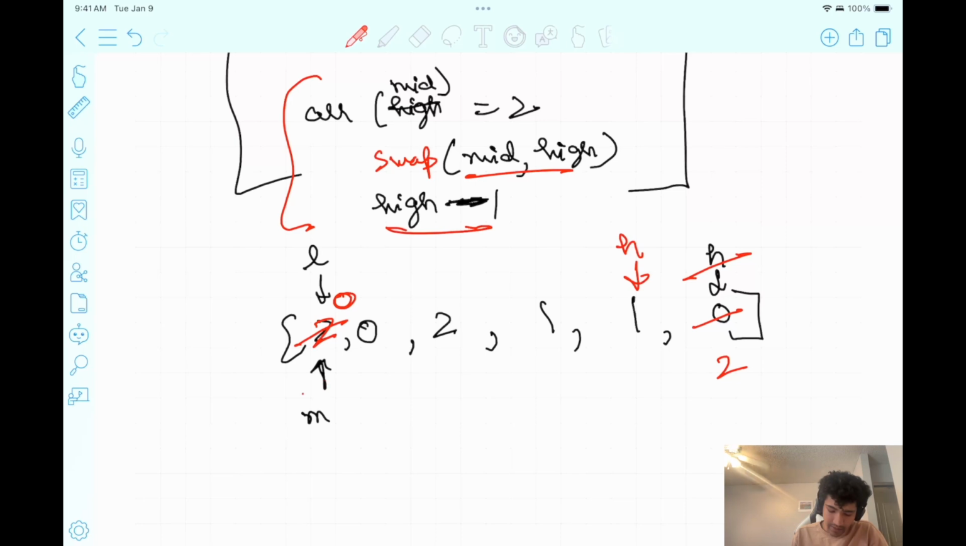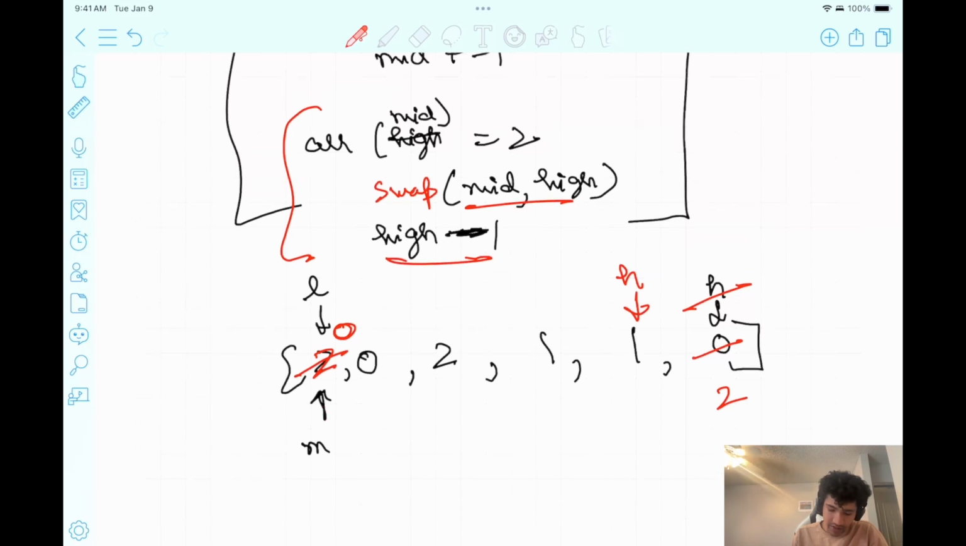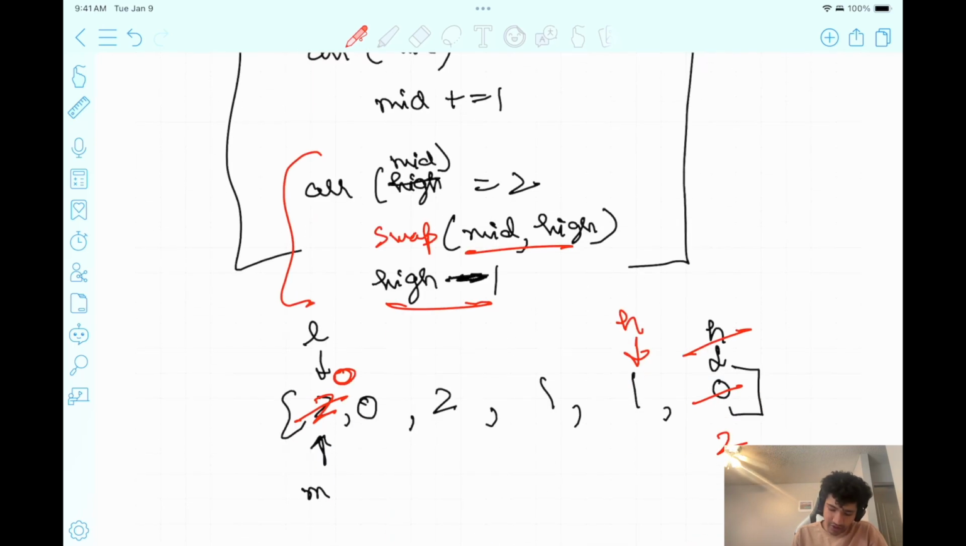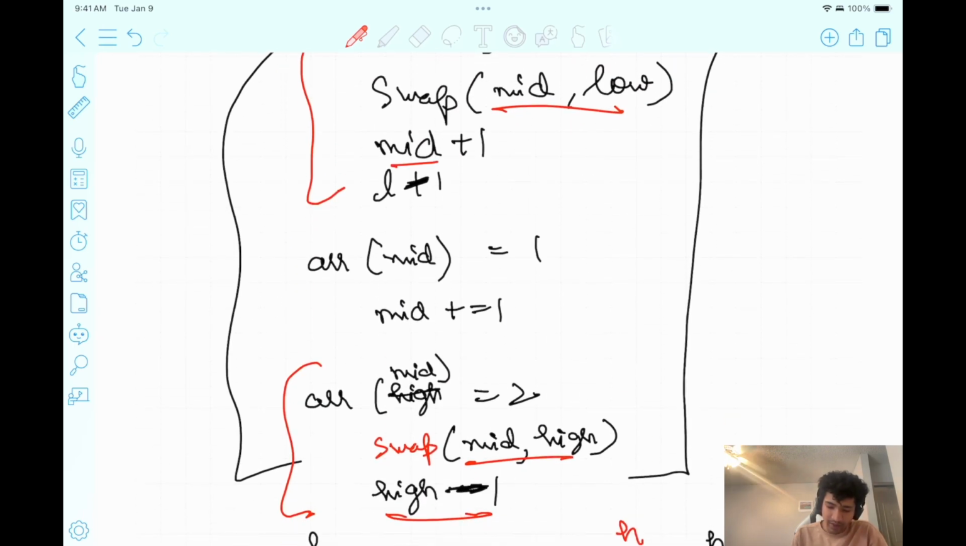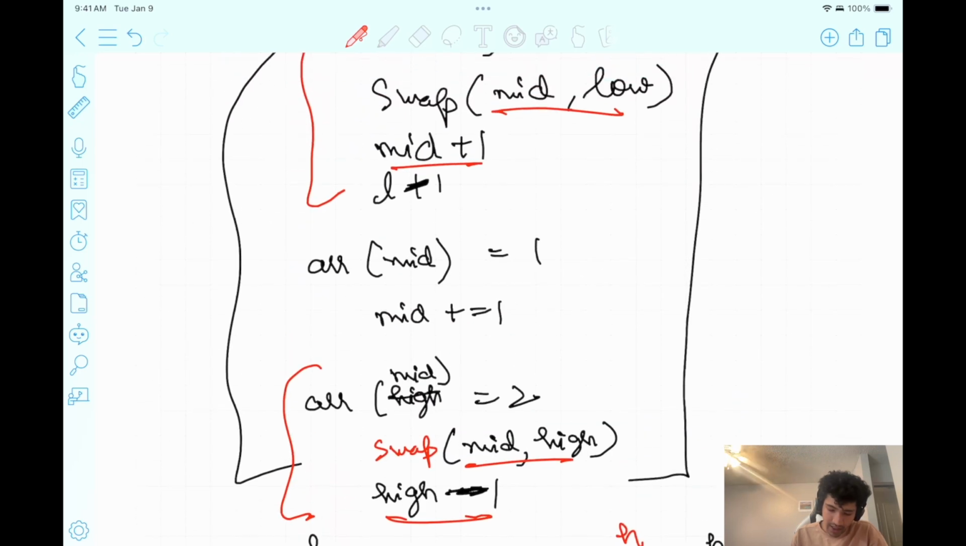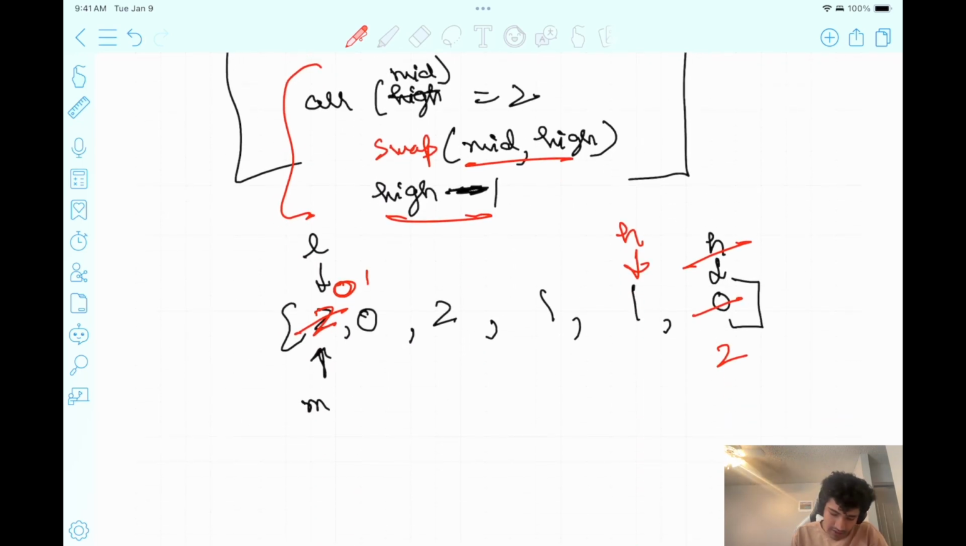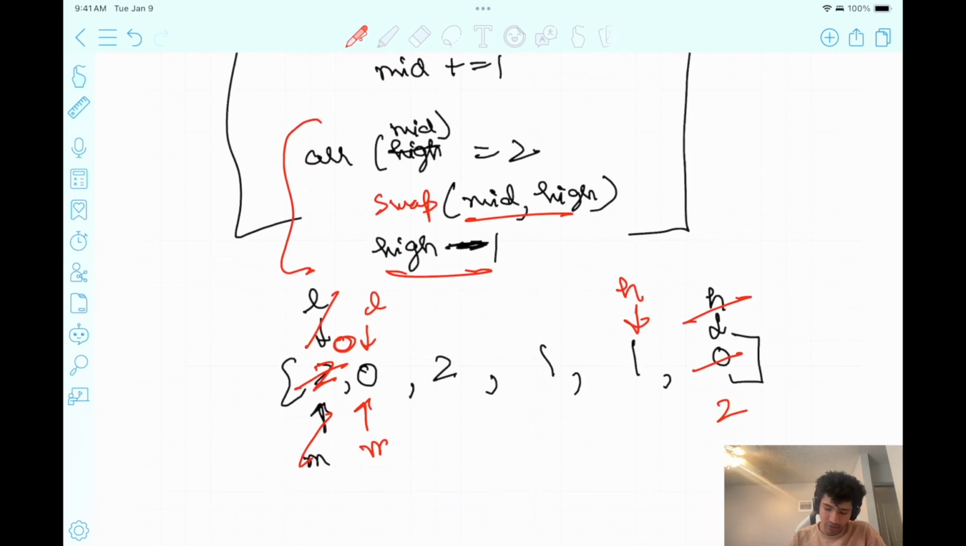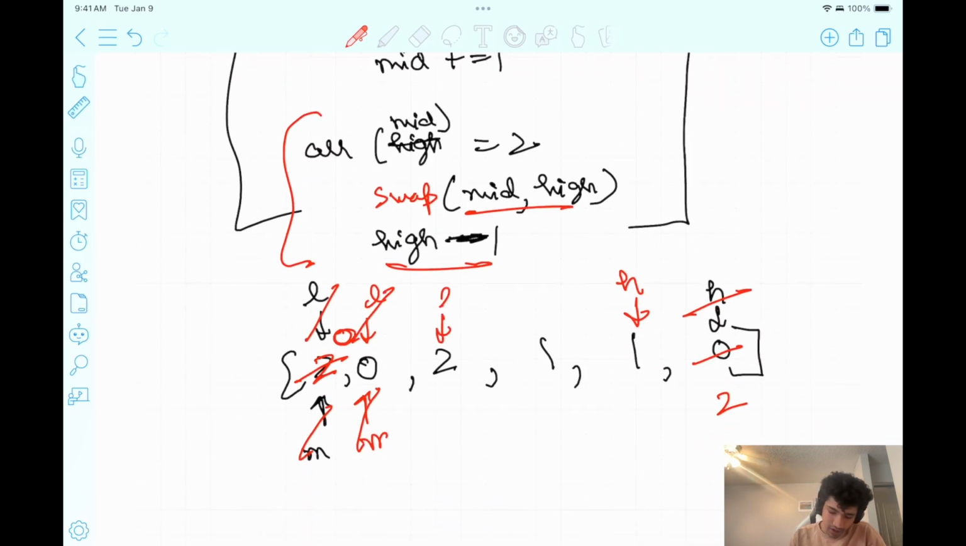Then again, mid is still over here. We'll again check: your mid is equal to 0. In this case, we'll swap mid and low. Since both are pointing to the same index, no use. Mid will be incremented by 1 and low will also be incremented by 1 in this case. So low comes over here, mid comes over here. Correct. Now mid is again 0, same index, no swapping, both incremented by 1. Low comes up over here, mid comes up over here.